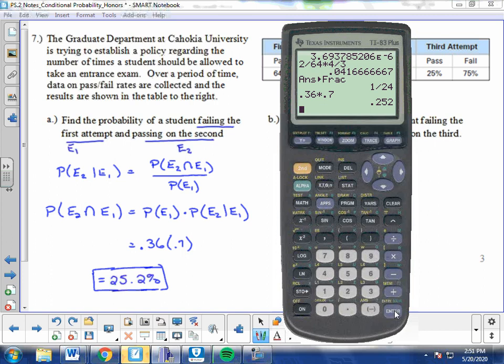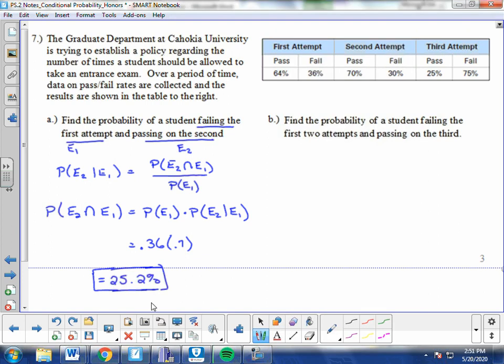So if they're making decisions on where to limit the number of times a student should take the entrance exam, they will realize here that if they limit it to a first attempt, they're going to cut 25% of the students that are qualifying to attend their graduate department.